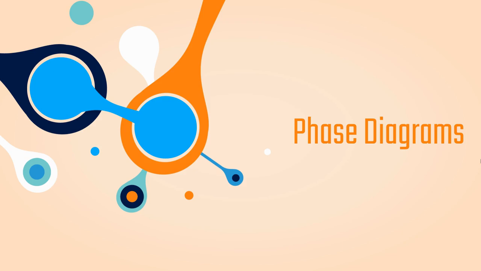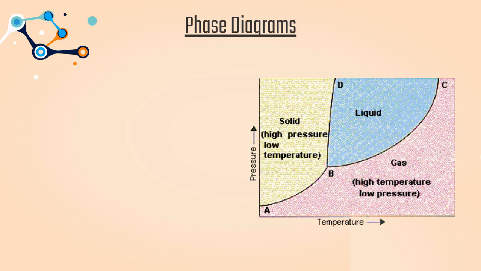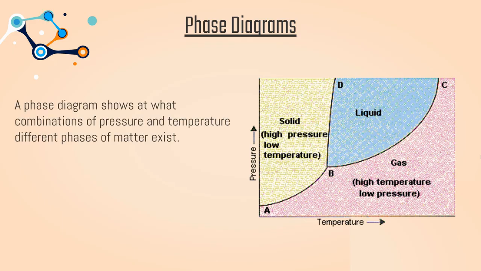In this presentation, I'm going to be going over phase diagrams, both what they are and how to use them. So basically, a phase diagram is a graph of pressures and temperatures that show us what phase of matter exists at different combinations of those temperatures and pressures.